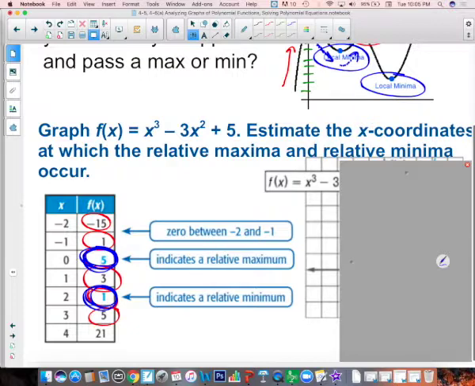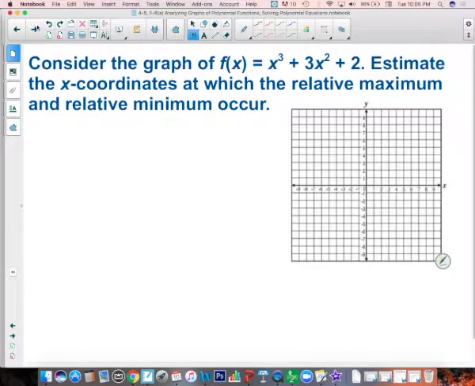Okay? And then we can also get the zeros here. Alright? Didn't ask for zeros, it just asked for relative maxima, relative minima. But remember, zeros are where your y values go from negative to positive or vice versa. Since we went from a -15 to a 1, that's going from negative to positive, so there must be a 0 there.